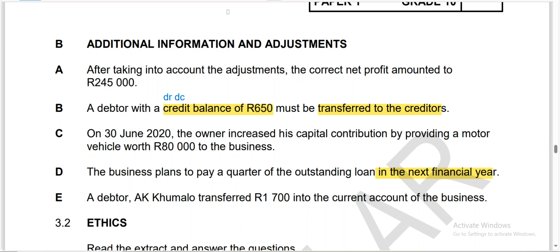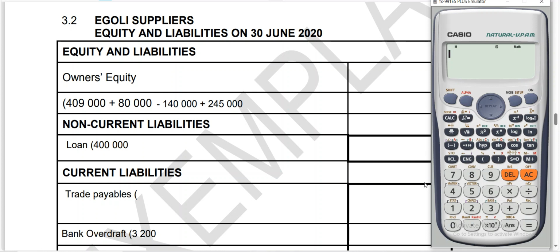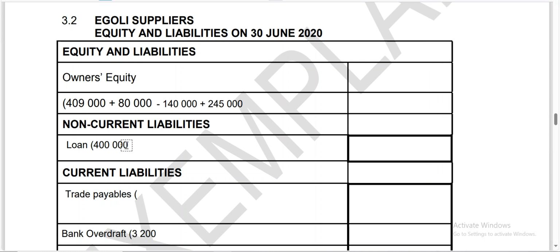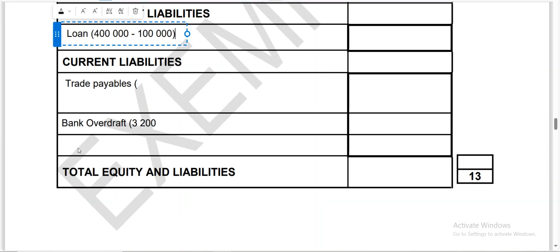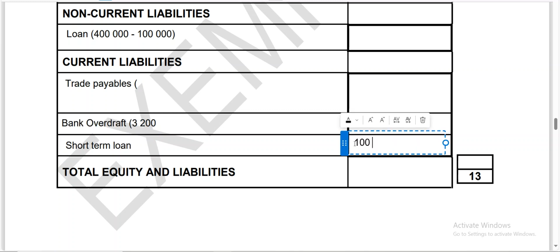So what we must do is check the balance of the loan. According to here, the balance of the loan is 400,000. So if we say 400,000 multiplied by 1 divided by 4, it's going to tell us the quarter. The quarter is 100,000. So I'm going to say minus 100,000, and then remember I also have to record that here as my short-term loan. So I'll write short-term loan as 100,000 here to comply with the law. Remember, this 100,000 is going to be paid in the next 12 months.